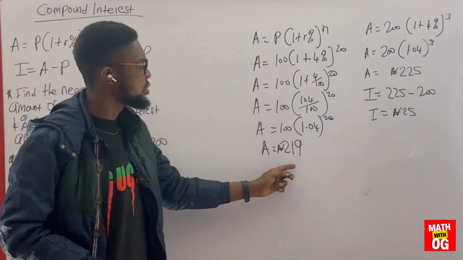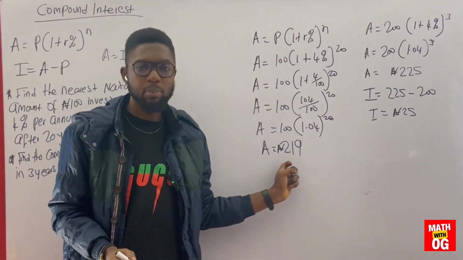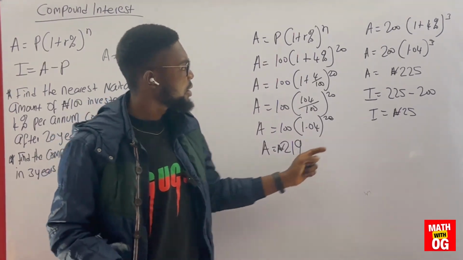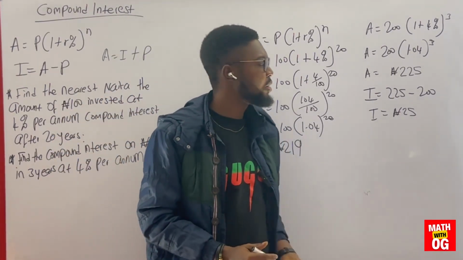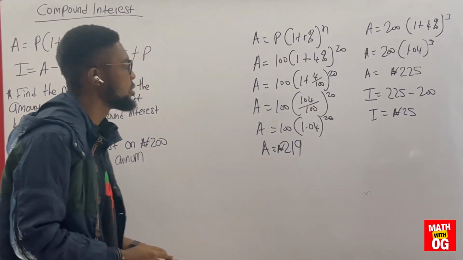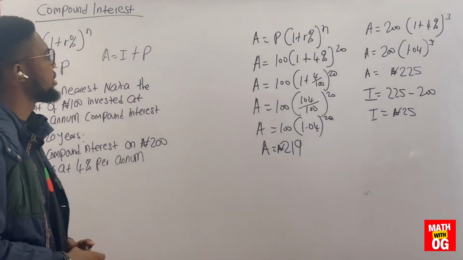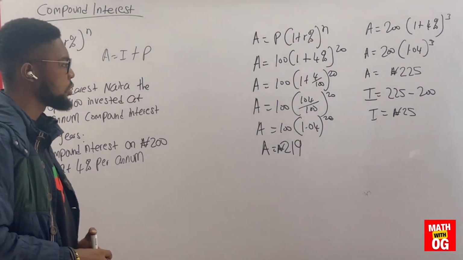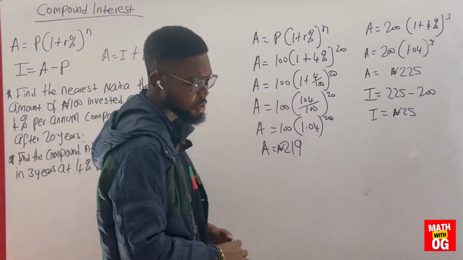Question number one, the amount is 219 naira. This is the approximated value to the nearest naira. This is also the approximated value to the nearest naira. 225 minus 200 will give us 25 naira. So that's how you solve questions under compound interest.